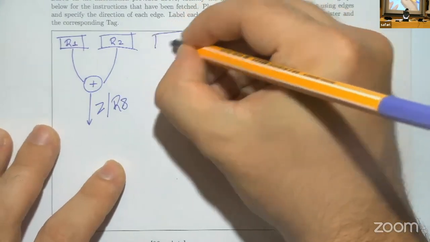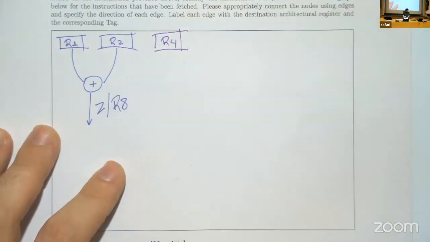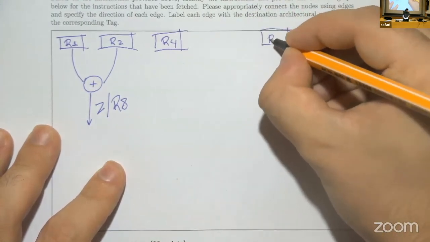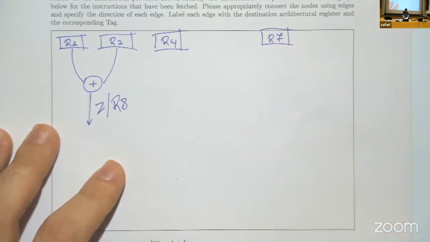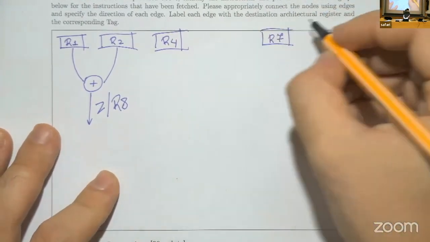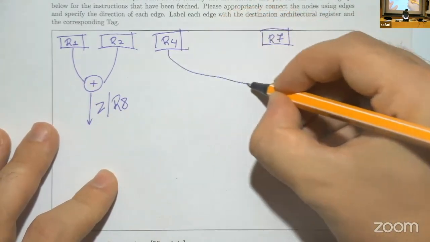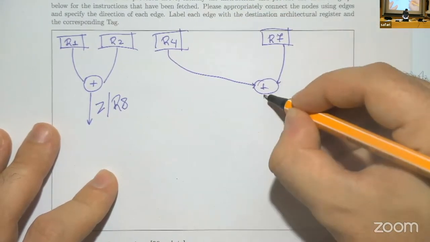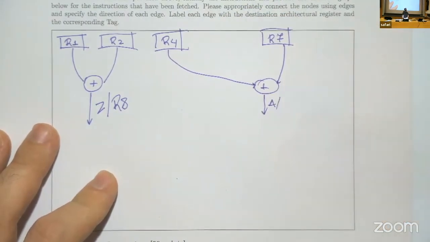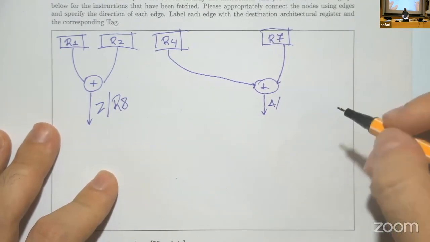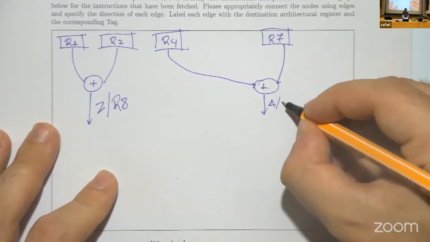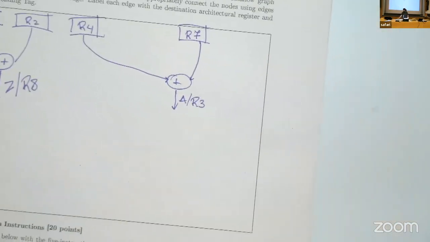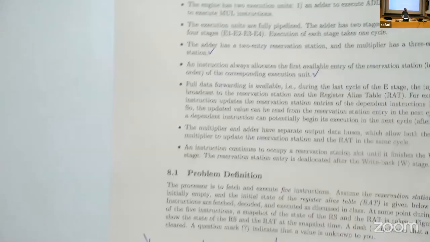Let's say that you have here R4. I will leave a gap for a specific reason. Let's keep it R7. And let's do the addition. And you take, here the tag doesn't matter because it's a previous instruction. You can assign the tag in whichever way you want. The result is R3. Okay. Is there any questions up to this point? Okay.